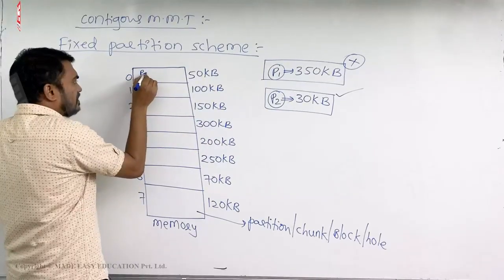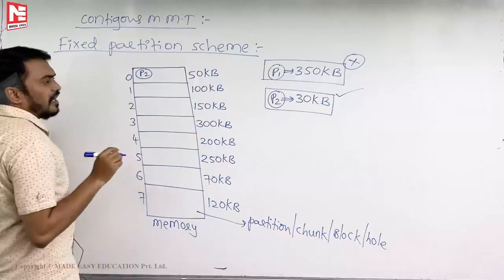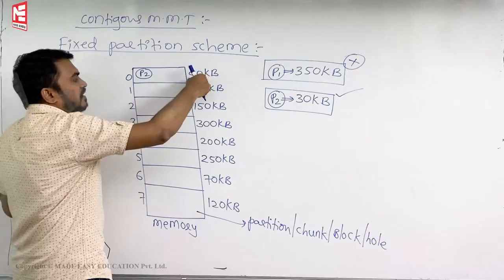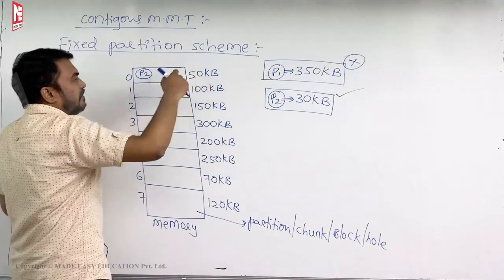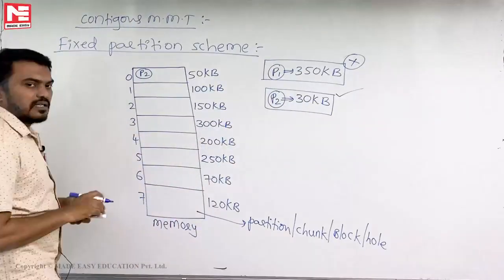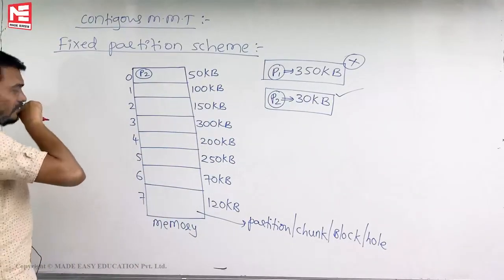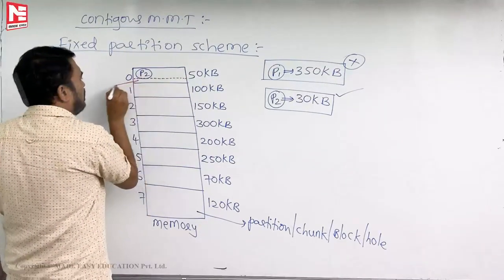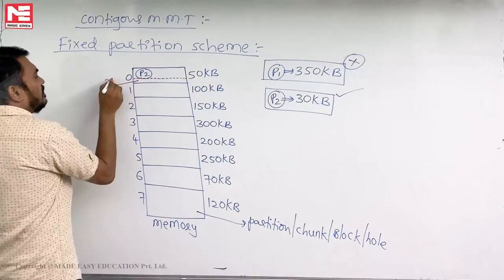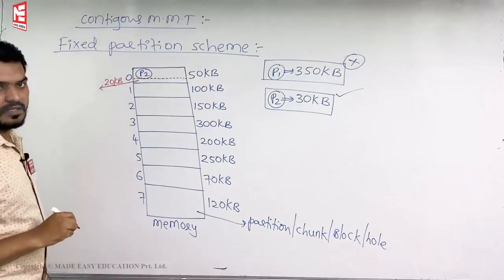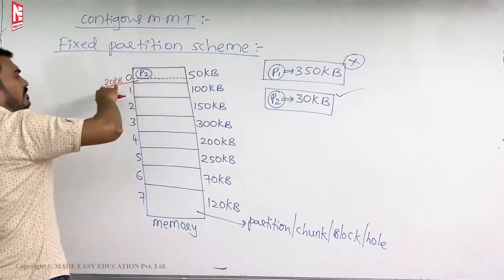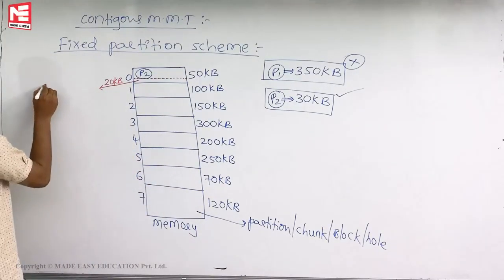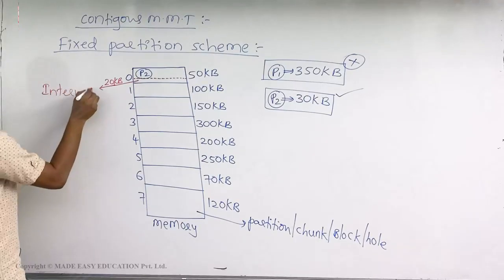So if I accommodate P2 here, understand, how much size does this partition have? 50 KB. And this process requires how much? Only 30 KB. So after placing process P2 here, how much memory will be wasted? 20 KB will be wasted. Remember, this 20 KB wastage is called internal fragmentation.